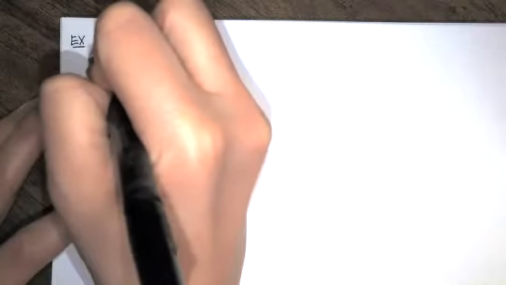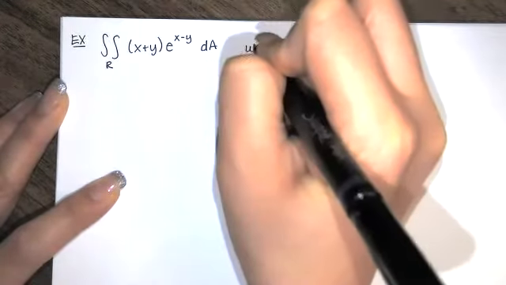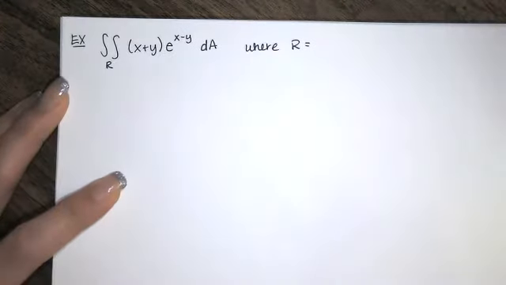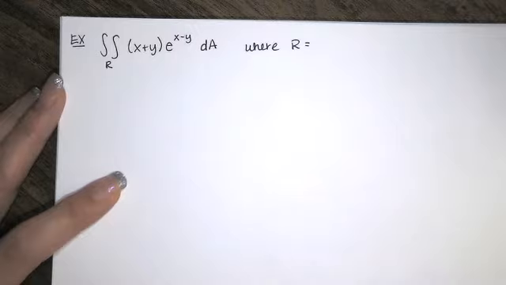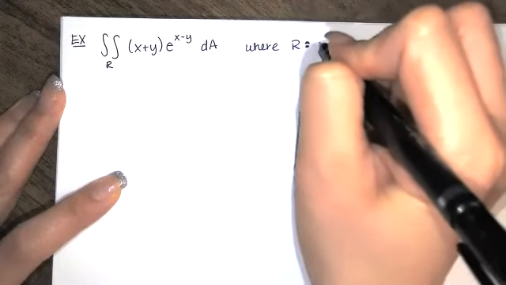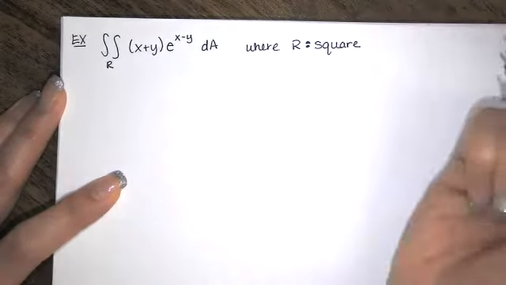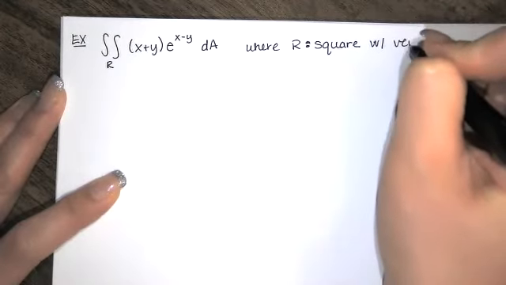Okay, so let's do another example. Let's say this is what someone has asked you to do. Evaluate the double integral over R of x plus y times e to the x minus y dA, where R is this region. It's the region bounded by the square with vertices at these locations. It's the interior of a square with these vertices.